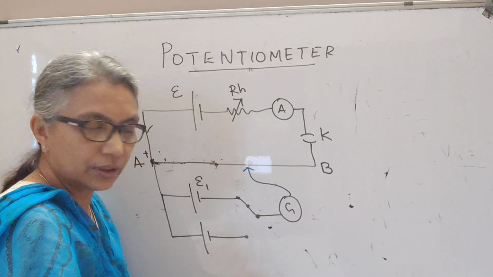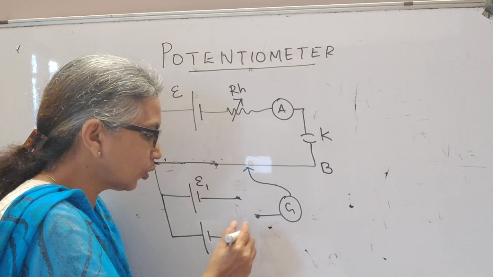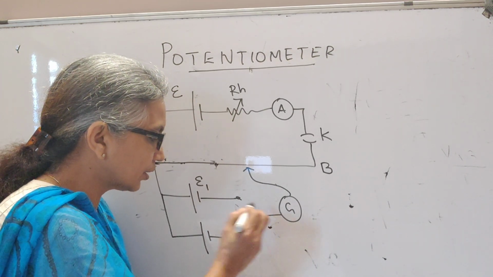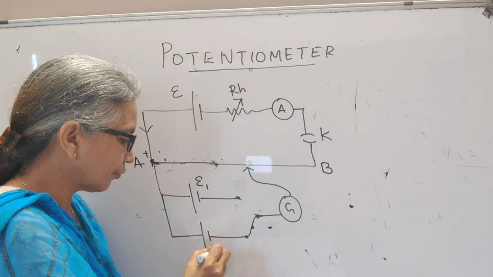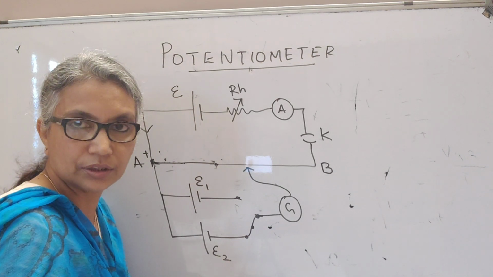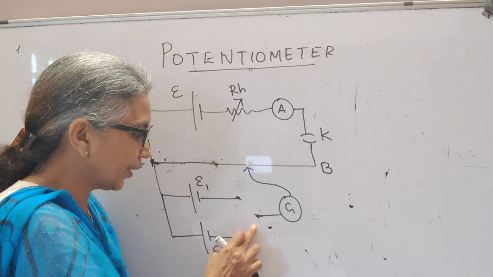So this key is open. Suppose I keep this key open and close the key here, then I've made this connection and I have connected E2 in the circuit, but I have not connected E1 in the circuit. So this is what you call a two-way key.